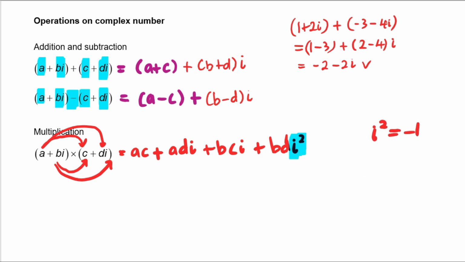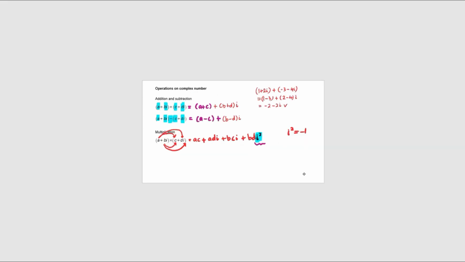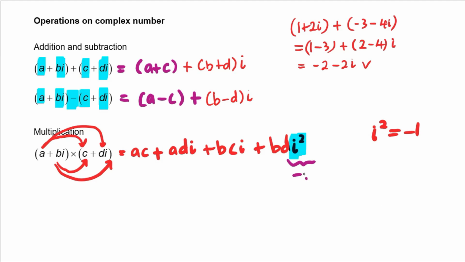Therefore, we can substitute that i squared with -1. So we have this one as -1. Now we have this one, simplify AC, plus, now I want to factorize AD plus BC. I put in a bracket, i outside, that one will become minus BD.